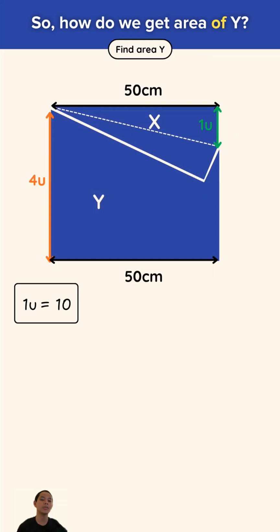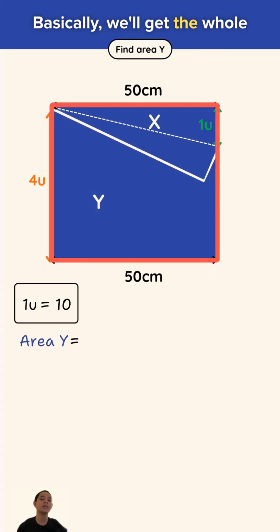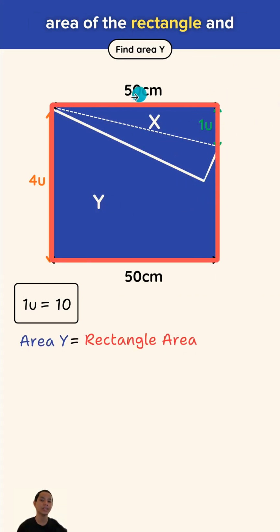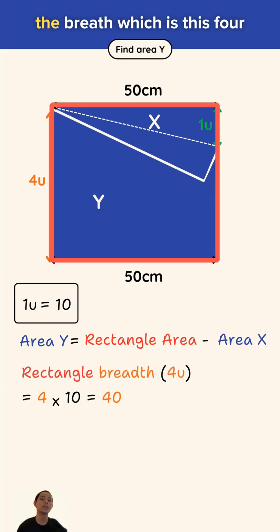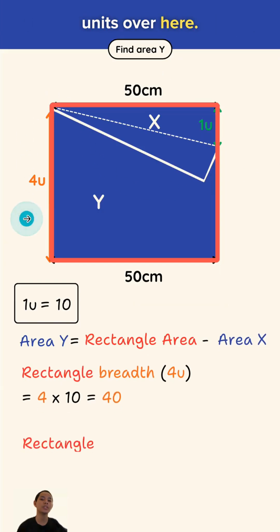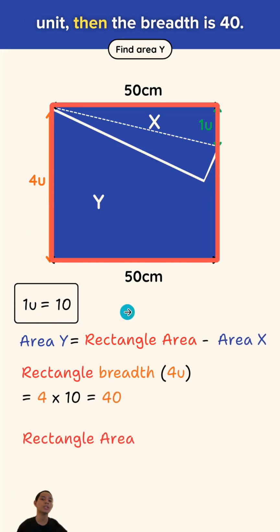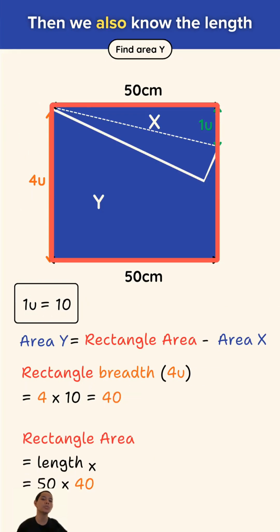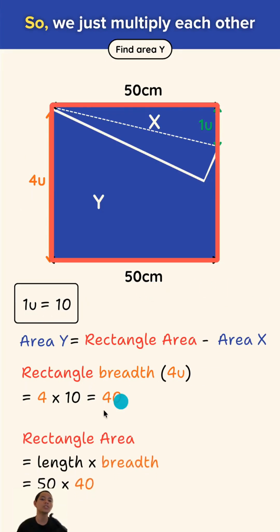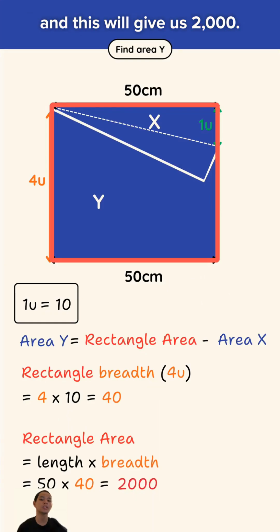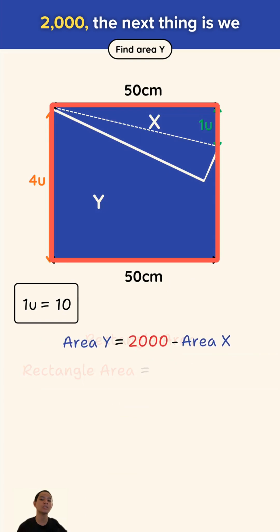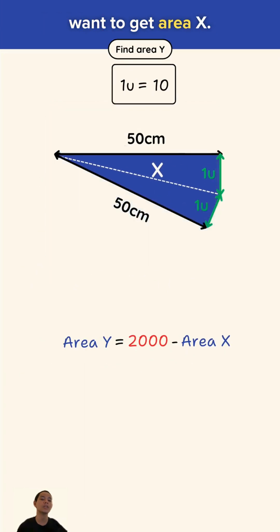So how do we get the area of Y? Basically, we get the whole area of the rectangle and minus area X. So for the rectangle area, how do we get the breadth, which is this 4 units over here? Since we know 1 unit is 10, the breadth is 40. Then we also know the length, which is 50. So we multiply them, and this gives us 2000. The rectangle area is 2000.